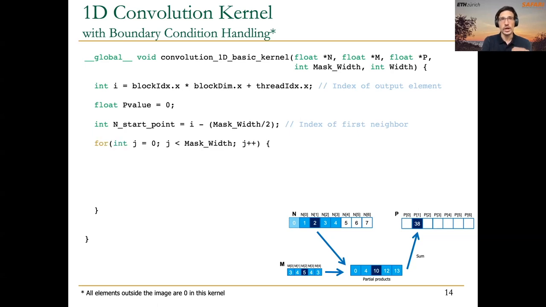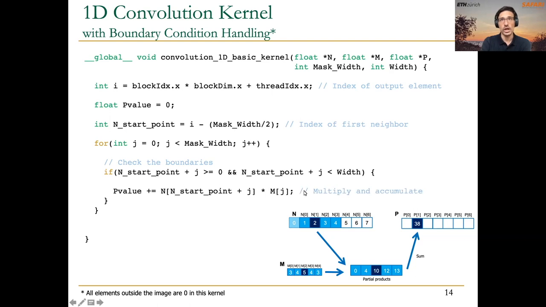And here we have the for loop, with as many iterations as the size of the mask. We have to check the boundaries to make sure that we don't go out of bounds. We don't compute whatever is not going to be useful. So that's why we make sure that the starting point plus the index of the mask that we are using at this point is greater or equal than zero, and is smaller than the width, in order to make sure that we are within boundaries. And here we perform a multiply and accumulate operation, as you see, by reading one element of the input array N, the corresponding element of the mask M, performing the multiplication and accumulating in this P value. At the very end of the execution of this for loop, we store the P value in the corresponding location of this P array, that is the output and resides in global memory.